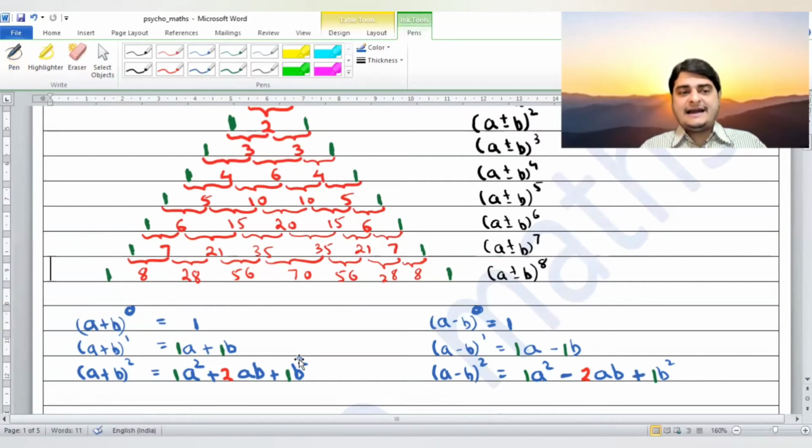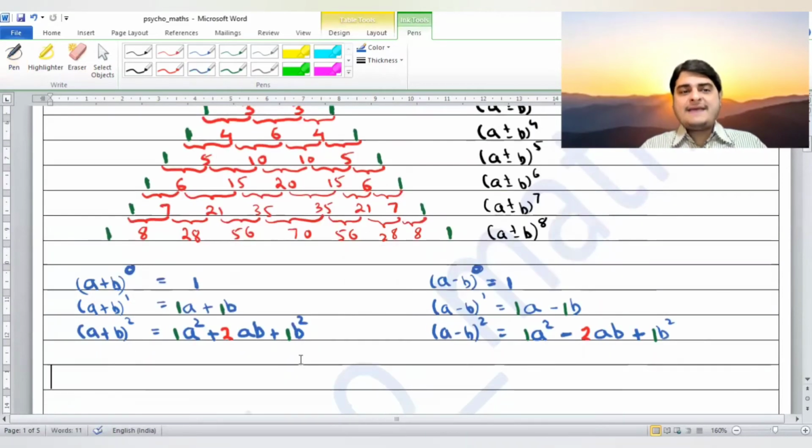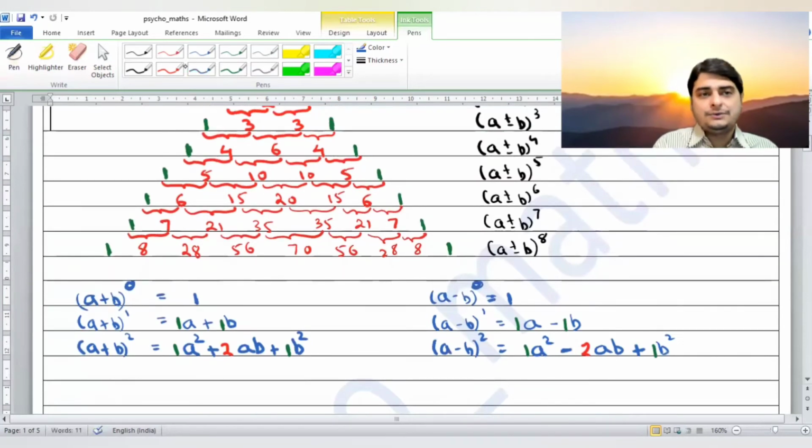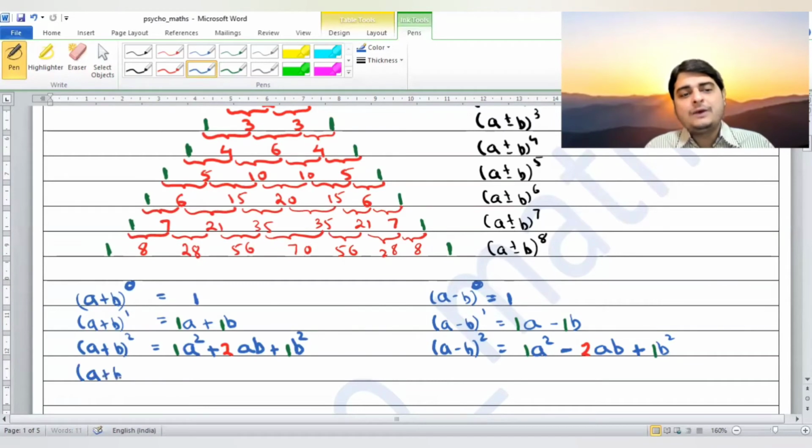Okay, let us check ahead with a plus b the whole cube. Now in a plus b the whole cube, you all tell me what will happen. We should start with a cube, then we should write a square, then we should write a, and then a raised to 0 is 1. So we need not write a raised to 0 at the end.